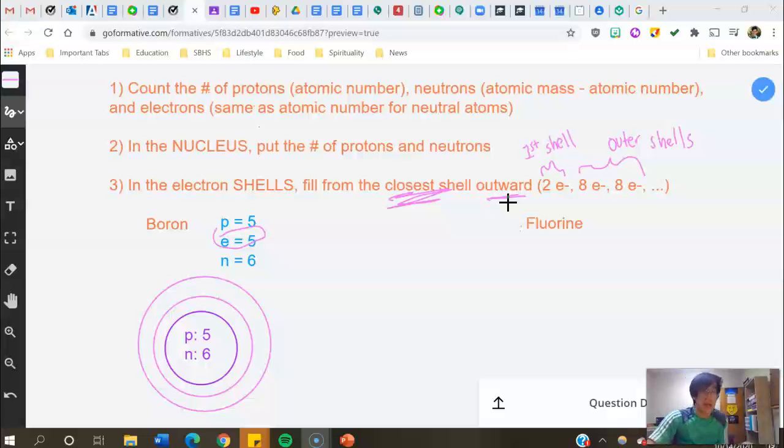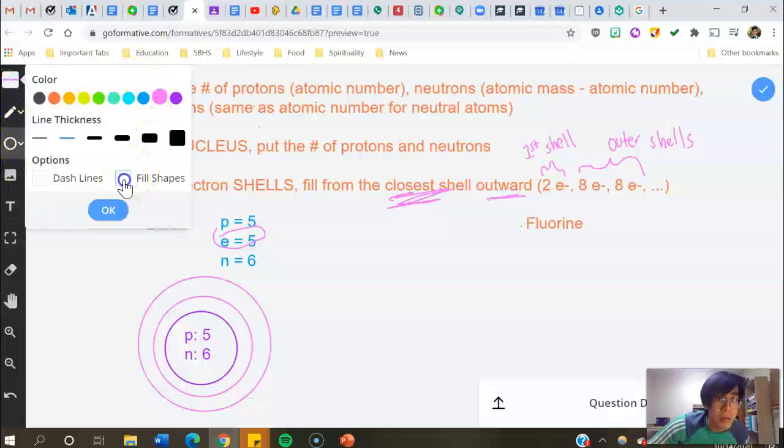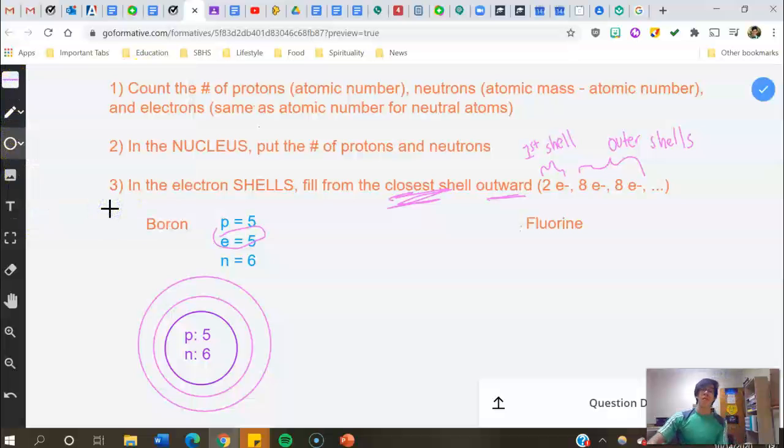Okay, so what you're going to do is use a filled circle to fill in the shells right here. Let's use a circle, and this time you're going to still use the pink color, and press fill shapes to make it a closed circle. The first shell can only hold 2 electrons. So I'm going to put 1, 2, but I need to go up to 5 electrons. Once I'm done filling up the first shell, I need to keep on counting until I have 5 total electrons.